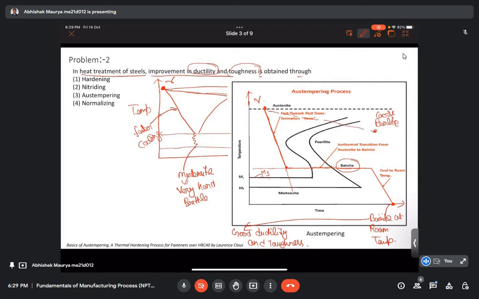So therefore there is a way of getting a very tough and ductile form of steel, that is called the bainite form, and that we get from the process called austempering, which we have already discussed. So the correct answer for this is austempering. If we do the austempering of steel, then we would get good ductility as well as good toughness. So the correct answer is austempering.